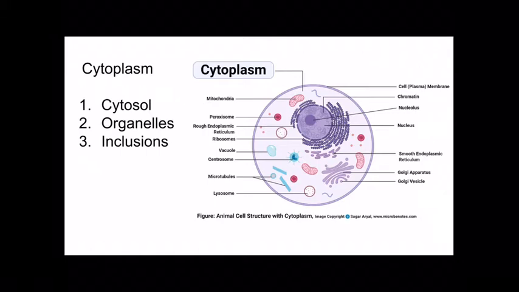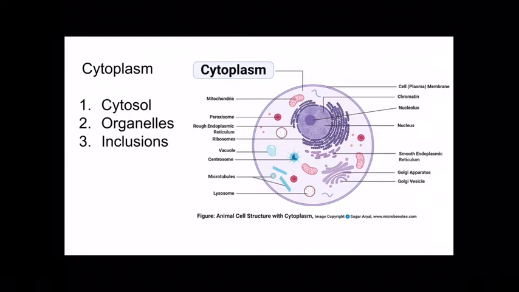In animal cells, the best example of inclusions, or one example anyway, would be in liver cells and in skeletal muscle cells, where we store glycogen. Glycogen is a molecule that's stored in those cells, and that is an example of an inclusion. Also, in adipose cells, our fat cells, the triglycerides that are stored in there are considered inclusions.